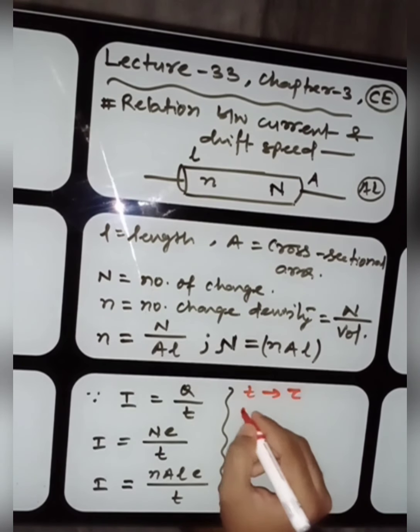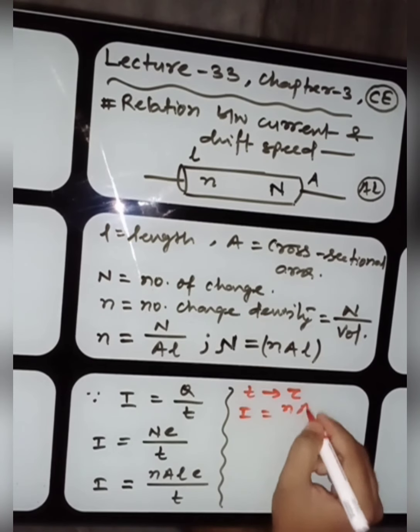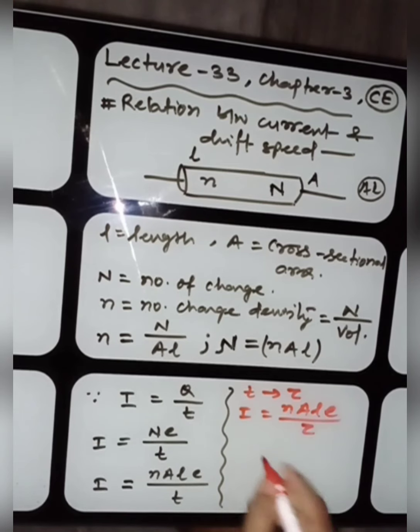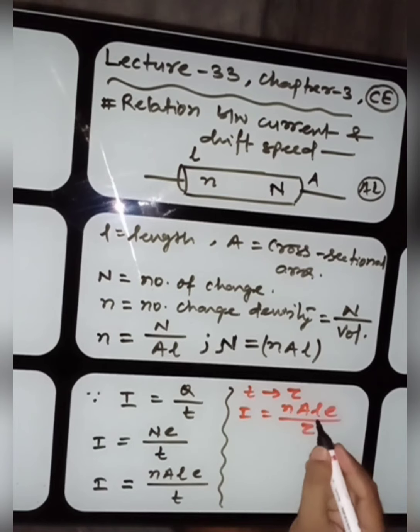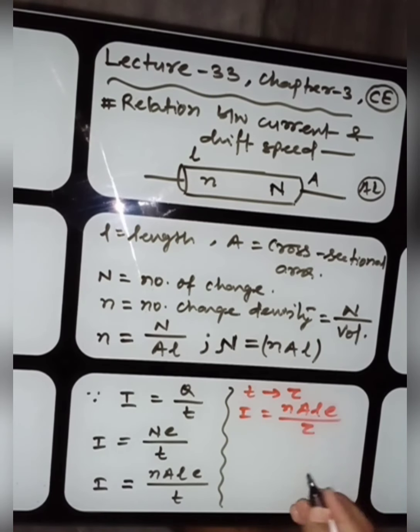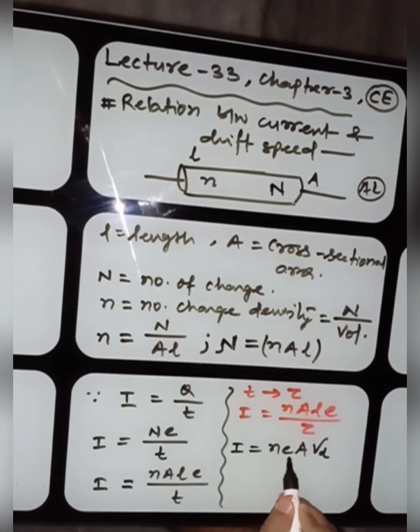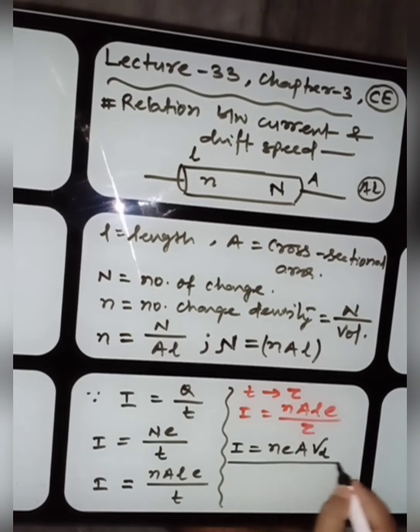And this equation will be I equals n A L e over tau. The total distance it has to travel is L, that is, the charge has to drift by L. Then this I can be written as n e A times L by tau. Length by time is the speed, and that speed is nothing but the drift speed. So this is the relation between current and drift speed: I equals n e A v_d.